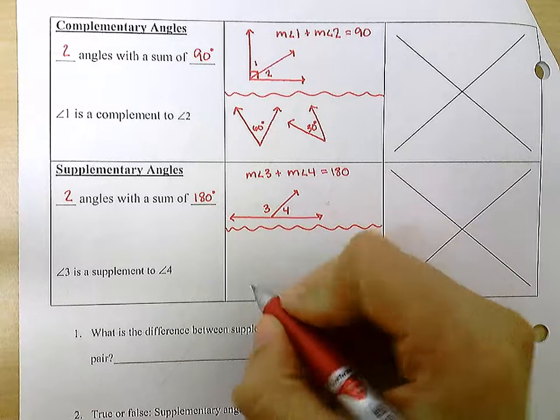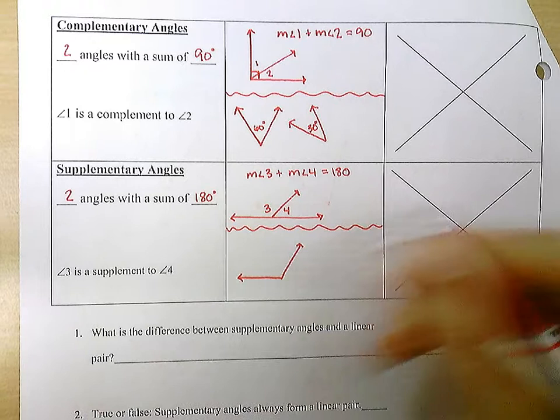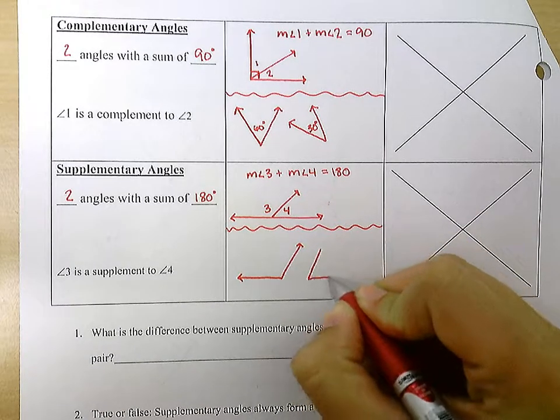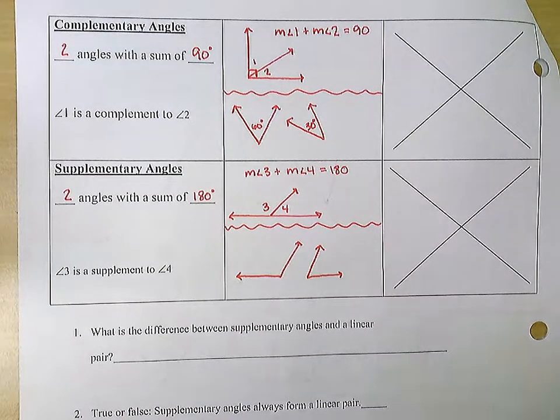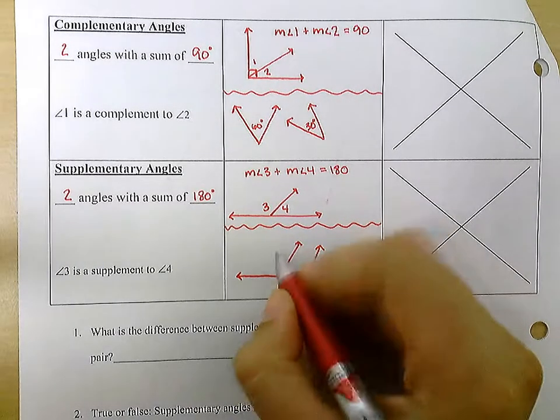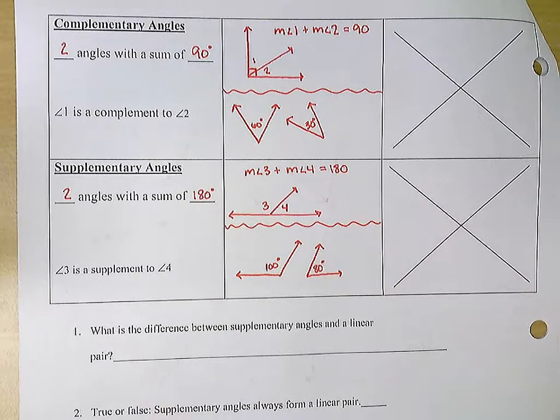Again, they don't have to be adjacent. So my second example here, making my two angles, we'll label this one as 100 just to make it easy, then this one's 80. They are separate, they have different vertices, but if you do add them together, they will still add up to be 180 degrees. Questions on complementary or supplementary?